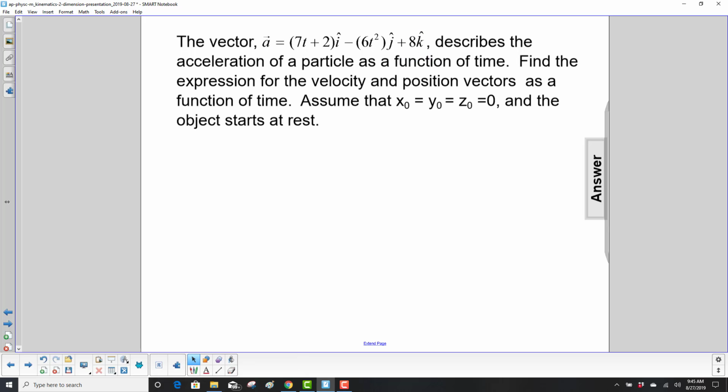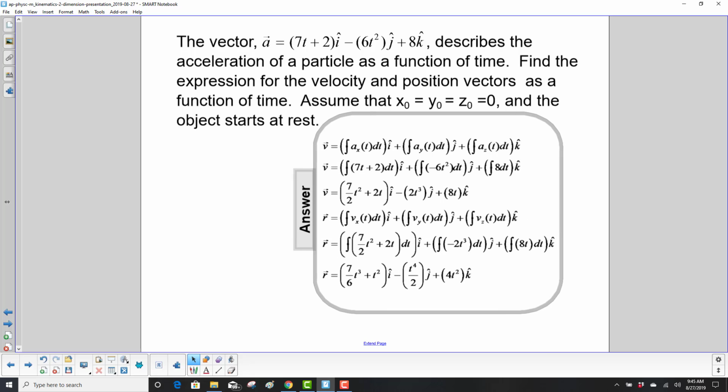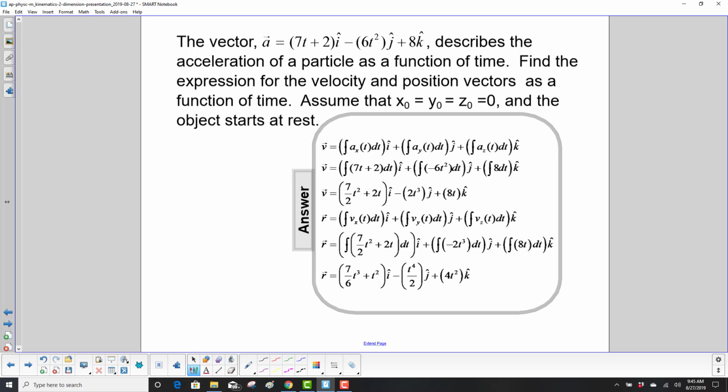which is in the tab here. And the first thing we'll do is find the velocity vector here. So we integrate the various components along the I, J, K directions, and we come up with this expression here. And here's that 8t that we just did when we showed why we can get rid of the constant of integration. So that's the velocity.